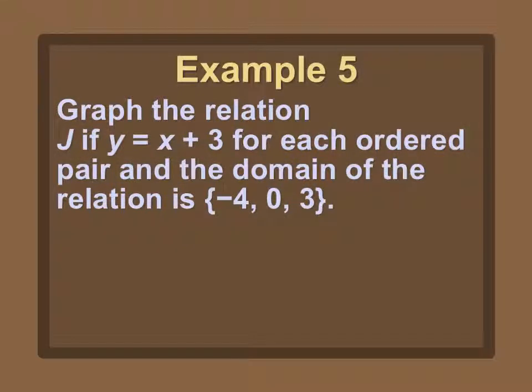So example 5, graph the relation J if y equals x plus 3 for each ordered pair, and the domain of the relation is negative 4, 0, 3. So when they say that the domain of the relation is negative 4, 0, 3, they're really saying that x is negative 4, x is 0, and x is 3. You need to figure out the y parts of those ordered pairs. Okay, so we have to do that.